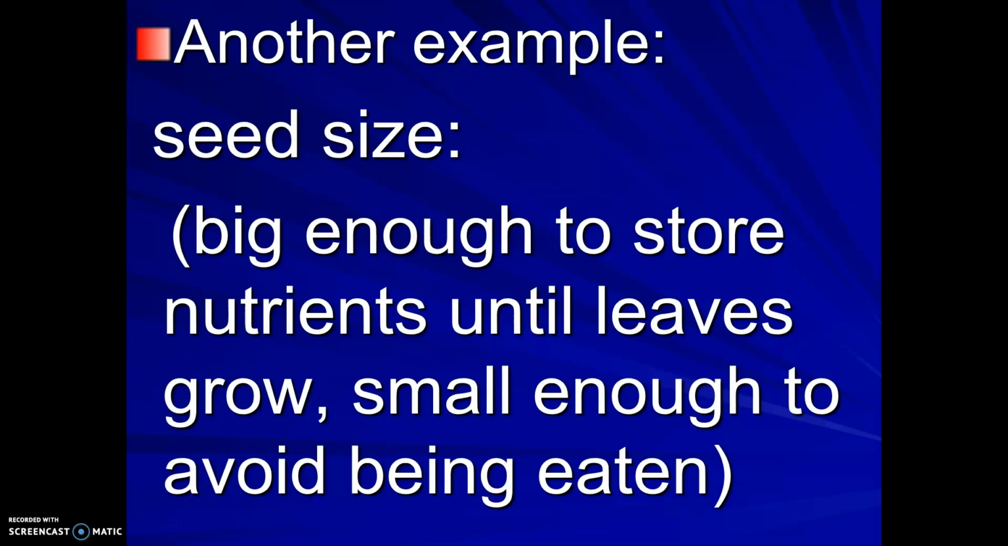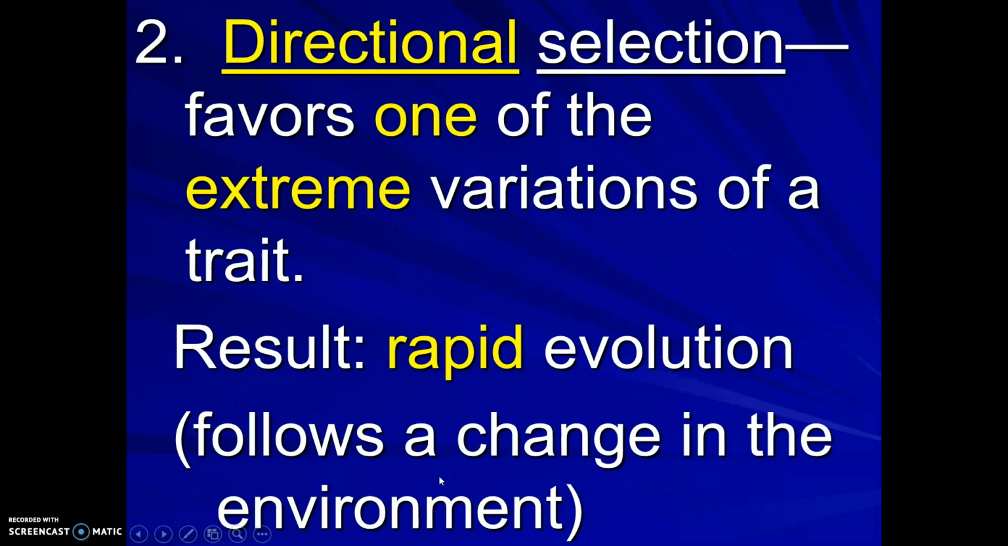Another example is seed size. We want it big enough to store nutrients until leaves grow, but small enough to avoid being eaten. The next one is directional selection. This is where it favors one of the extreme variations of a trait.